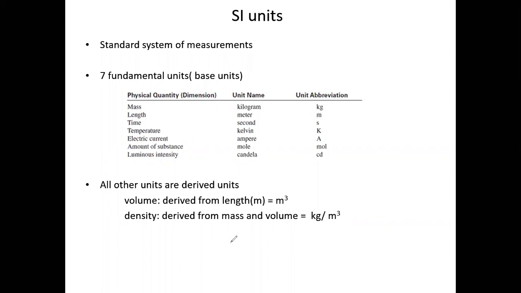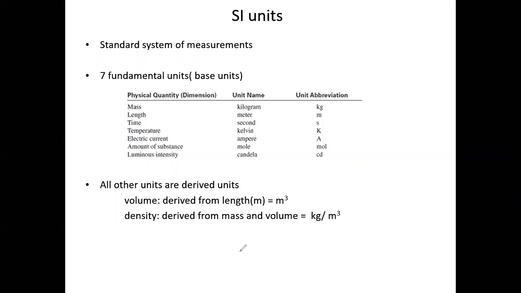Now, some other SI units that usually stump some students are derived units. And one of the derived units is volume. And if you remember, the equation for volume is, we have a cube-like object, it's length times width times height. And since the SI unit for length is meter, meter times meter times meter gives us meter cubed. So the SI unit for volume is meter cubed.